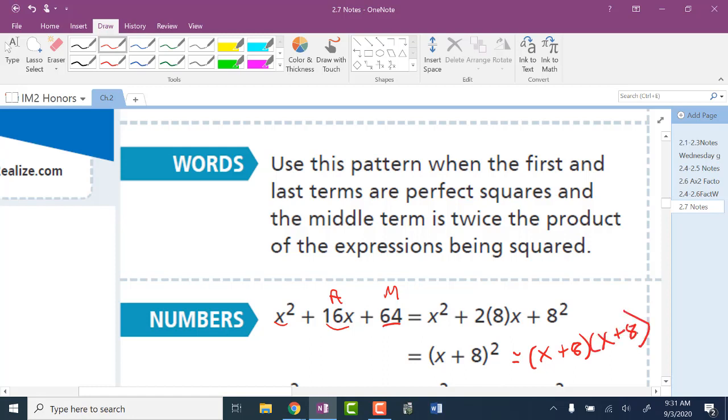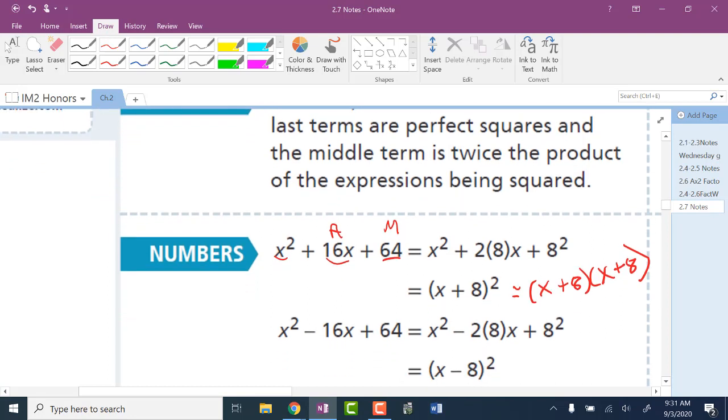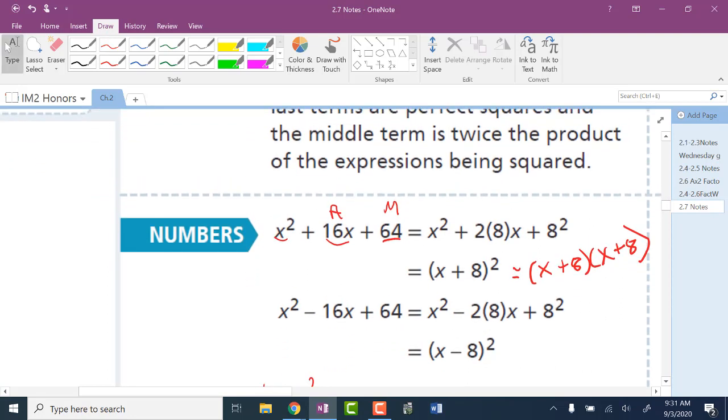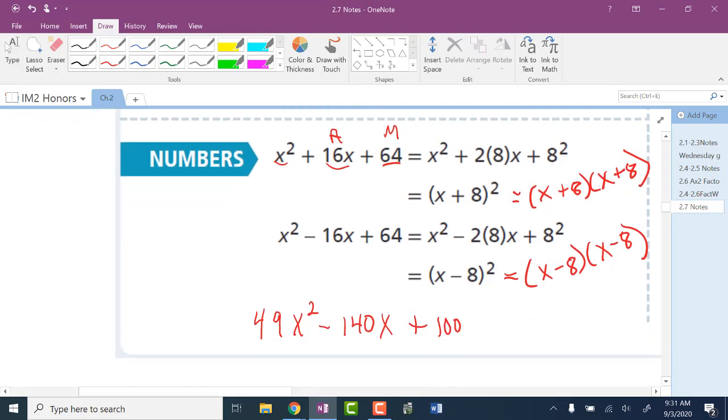And hopefully you see that. And then they just show another example. What if it's a negative middle term? Well, then it's just x minus 8 times x minus 8. Very similar question, but you have a negative middle term. So factoring by MA would be just fine for something simple like this and not really have to worry about memorizing a special case. But then you get questions like this.